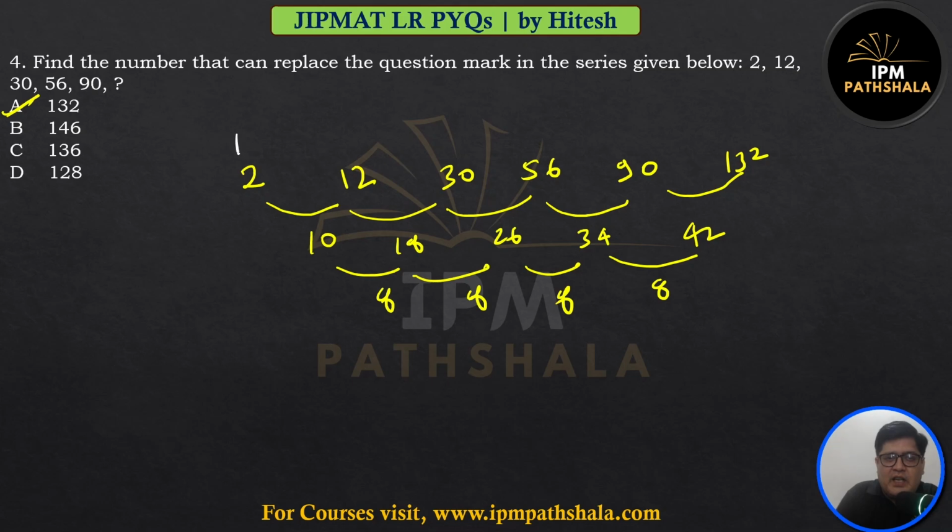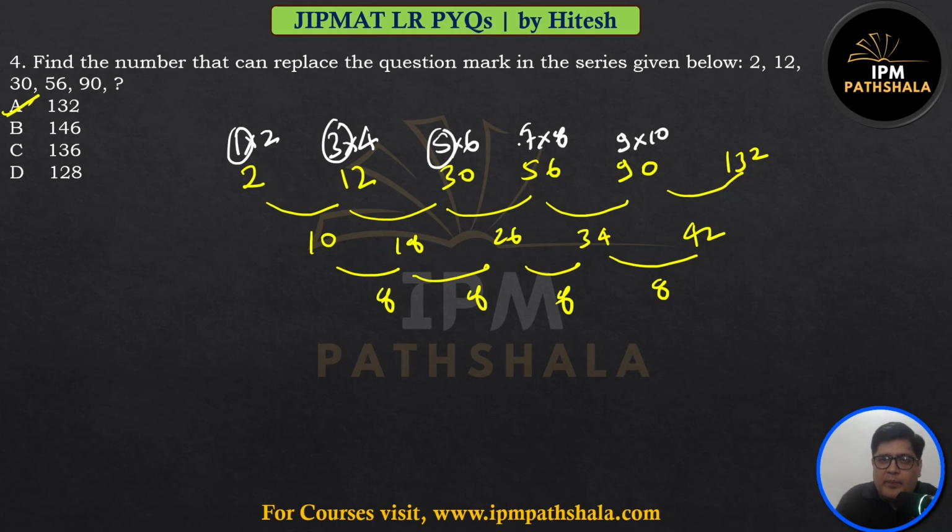This is the first term, 1 into 2. This is the second term, 3 into 4. This is the third term, which is 5 into 6. This is 7 into 8. This is 9 into 10. So see, this is the first odd number, second odd number, third odd number, fourth odd number, fifth odd number.